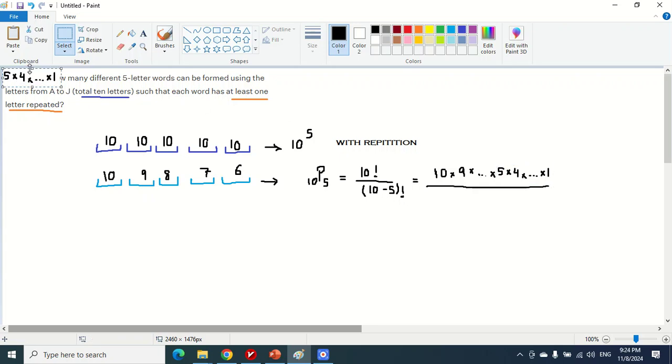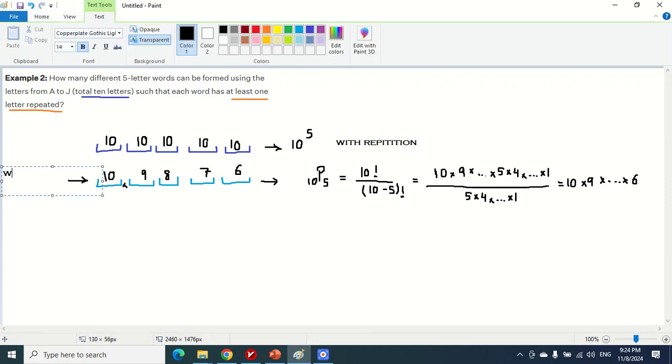If I divide by 5 factorial, the result is the same as what we had before: 10 times 9 times 8 times 7 times 6. This is the value here, and by multiplying them you can use the multiplicative rule directly. So in this case we have the cases without repetition.